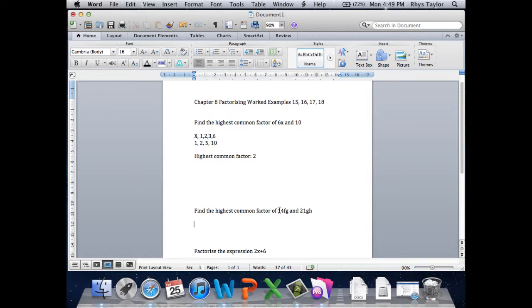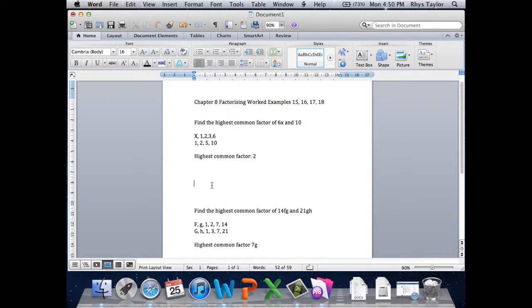Alright, next one. We've got 14FG. Well, F is a factor. G is a factor. They're both being multiplied there. Factors of 14. We've got 1, 2, 7, and 14. Factors of 21. We've got G and we've got H. And then we've got 1, 3, 7, and 21. Not much going on there. So, highest common factor. So we look for the highest number. So you can see there, 7 is the highest number that they have in common. But then we also look, do they have any letters in common? Yes, they have G in common. So G goes there as well. So our highest common factor is 7G.